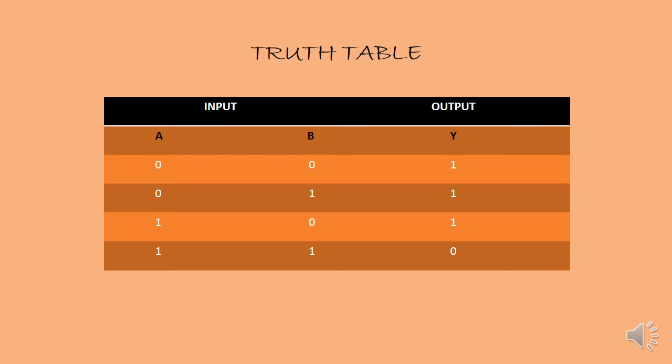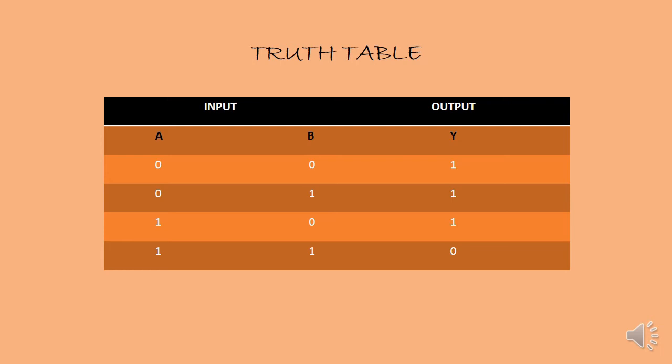In this slide, we see the truth table of a NAND gate. A and B are the inputs, Y is the output. We know Y equals (A and B) bar. When A is 0 and B is 0, that means both inputs are at logic low state, 0 dot 0 is 0. Inversion of 0 is 1, so we get 1 output. When A is 0 and B is 1, 0 dot 1 is 0, inverted output is 1, so we get 1 output.